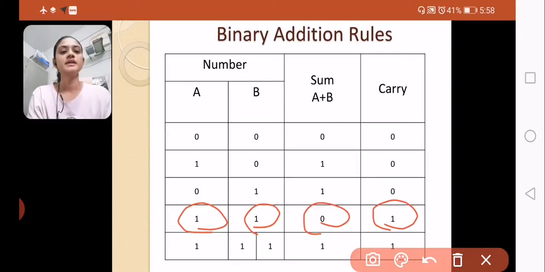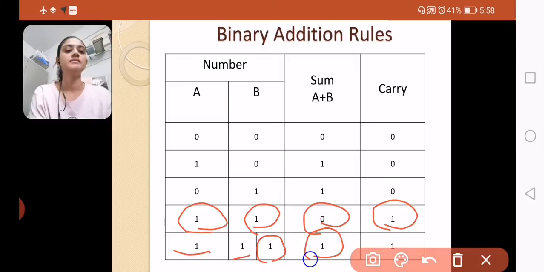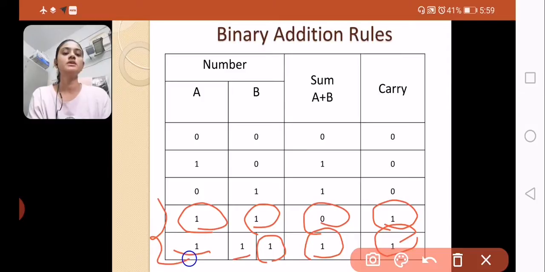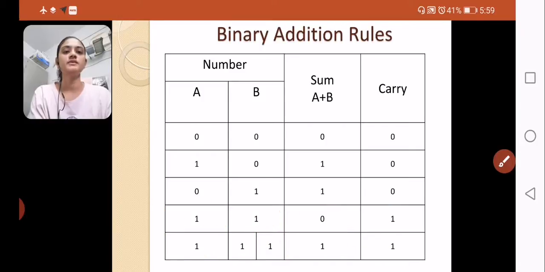Next, three 1s you have to add. First of all you add the first 2 bits, that is 1 plus 1, and the answer of that should be added to the next 1. So when three 1s are there, then the sum will be 1 and the carry will also be 1. These two cases you have to remember, that are most important while doing addition of numbers. So please remember this table. This table will be very useful for the example. Now let us take one example of this.